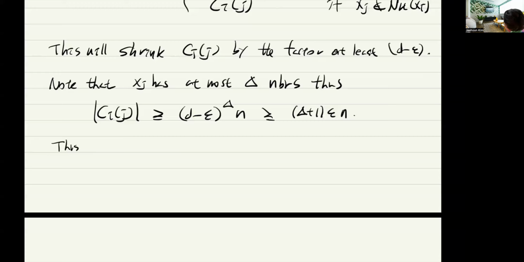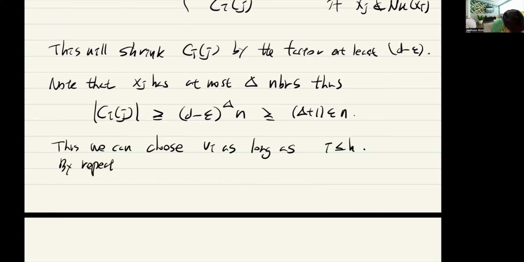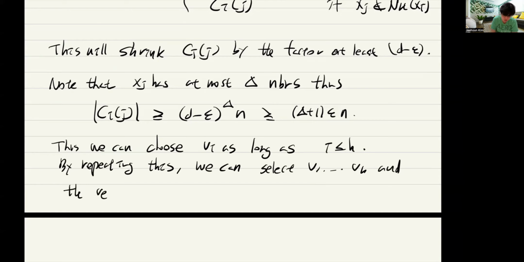So, thus, we can repeat this and choose phi i as long as i is at most h. We can simply repeat this. We can select phi 1 to phi h, and this resulting phi is what we desire, the embedding.